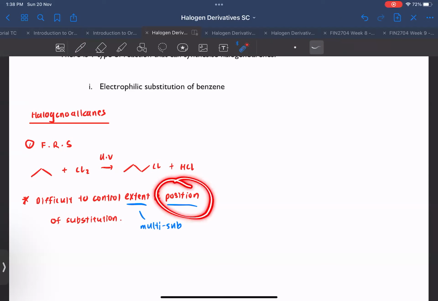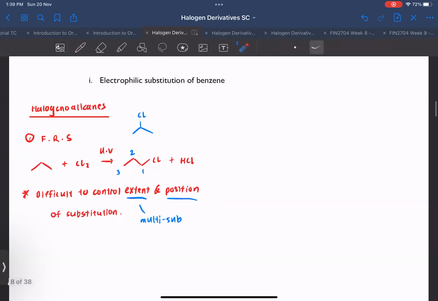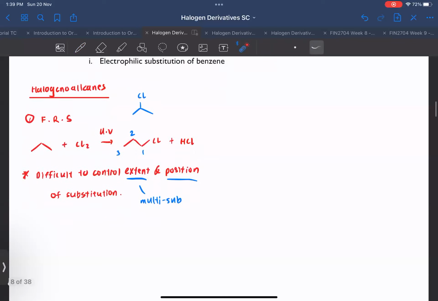And another one is position. Because what are you to say that the chlorine will substitute on the first carbon? Why not on the second carbon? Another possible structure is like this. And we can't really control the position, because remember, in alkanes, we learned that these two products are formed based on chance. This guy probably has a higher chance of forming, or this guy has a higher chance. And then you just have to pray that you get what you want. That's why it's not a very good reaction, and we don't use it very often.